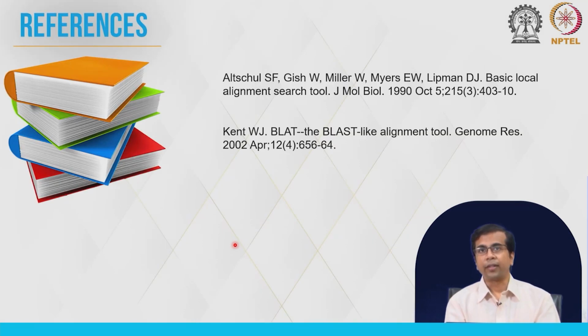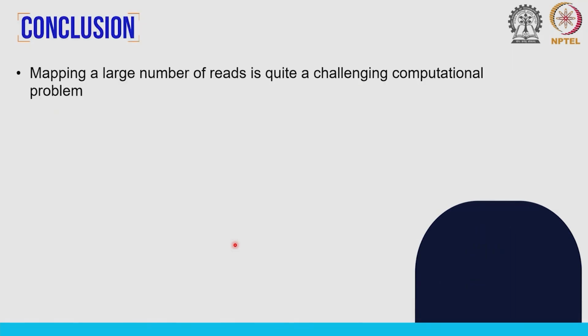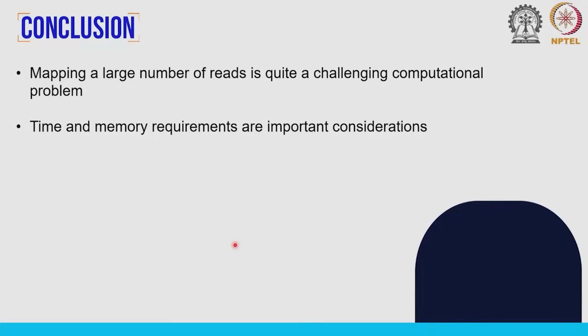These are the references that we have talked about today, and to summarize, if you want to map a large number of reads, this is quite a challenging problem that requires a lot of time and probably computational resources. We would have to think about this carefully. There are two important considerations, one is time. You do not want algorithms that take too much time, because you will be done with sequencing within a few days or a week, and if your program takes a few weeks, that is not good enough. And also you do not want to use too much memory.